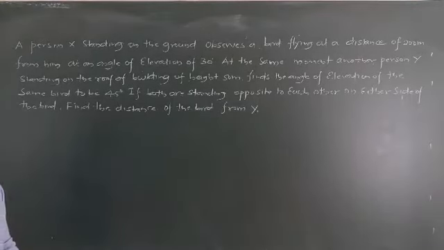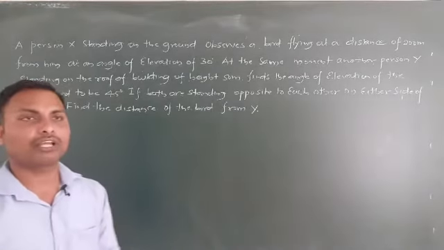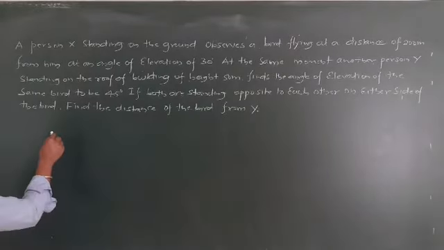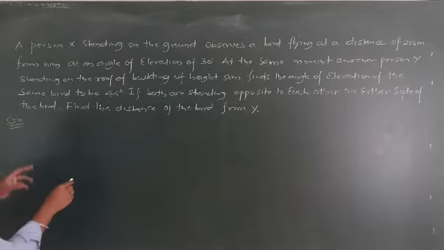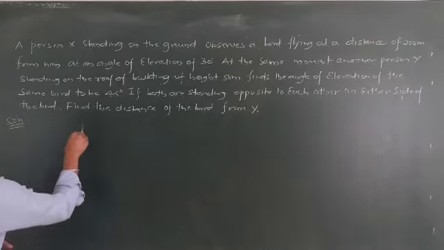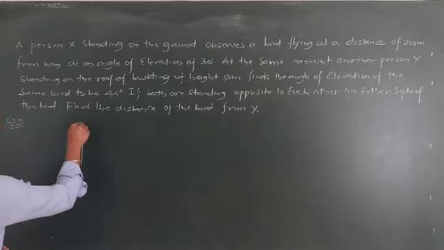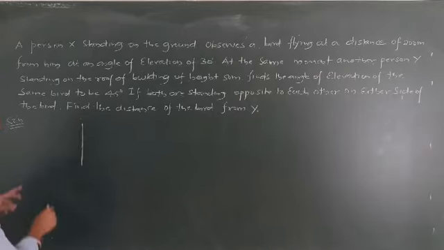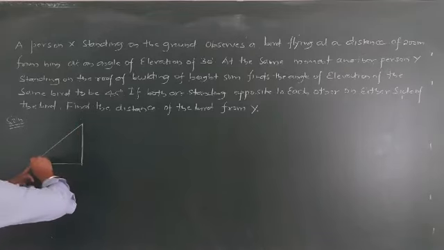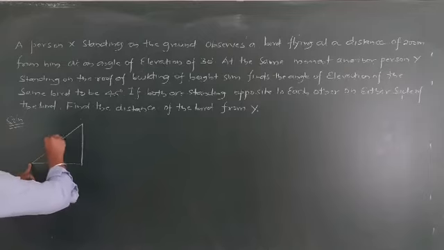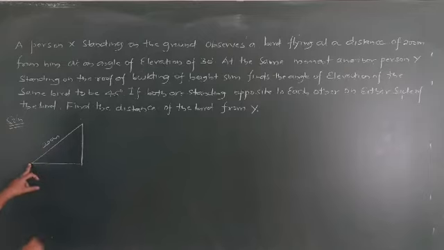Okay, so first of all for this question we need to draw a figure. So let me draw the figure. Solution. Let me take here one bird. And a person here. He is watching this bird, and the distance from this person to this bird is given as 200 meters, and it is forming a 30 degree angle.